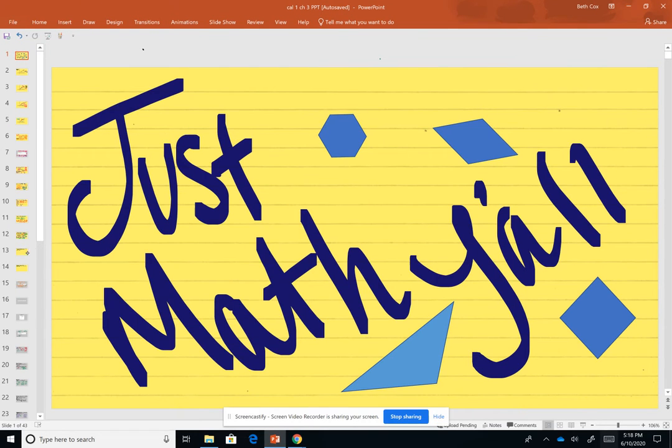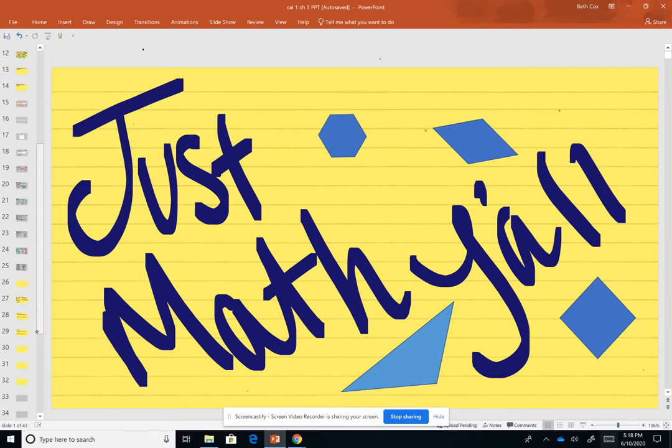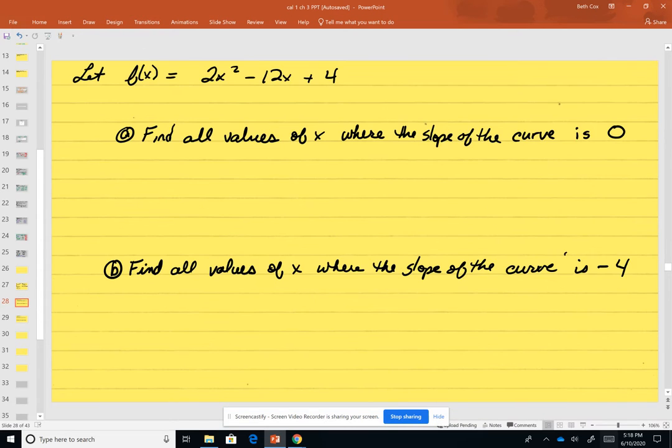Cal 1, we are doing more derivatives using the differentiation rules. So we're going to differentiate using the differentiation rules. Here we go. Let's jump right in. Cal 1 here. It's just math.